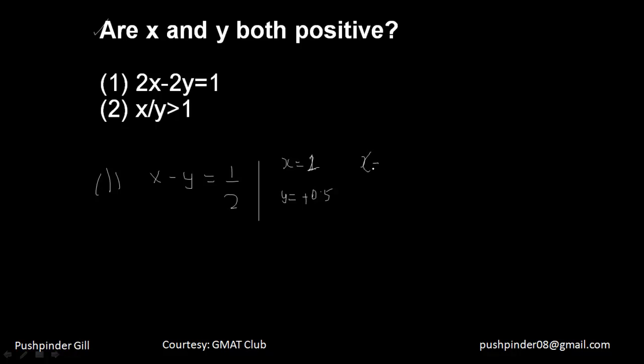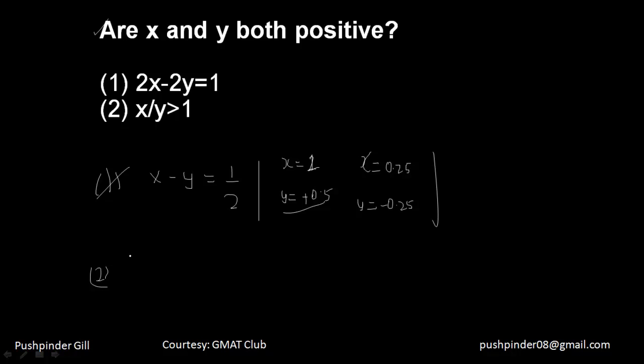X can also be 0.25 and y can be negative 0.25, right? So I get x and y both positive as well, and I get x positive and y negative. That means the statement is not sufficient, right? This is something you should be doing in your mind. You could write it down as well, but you should do it really quickly.